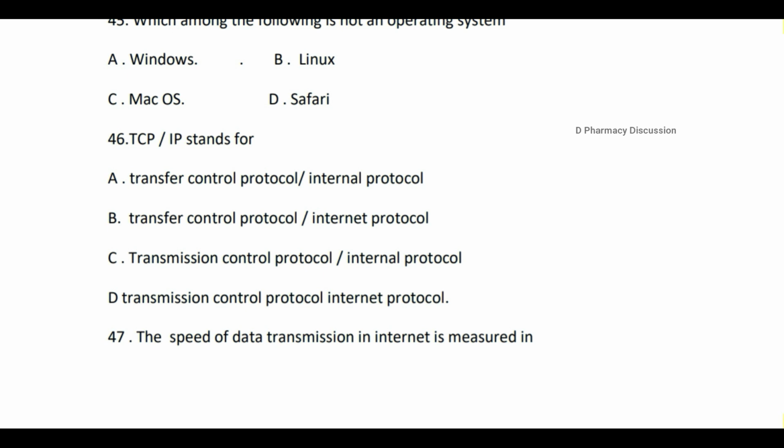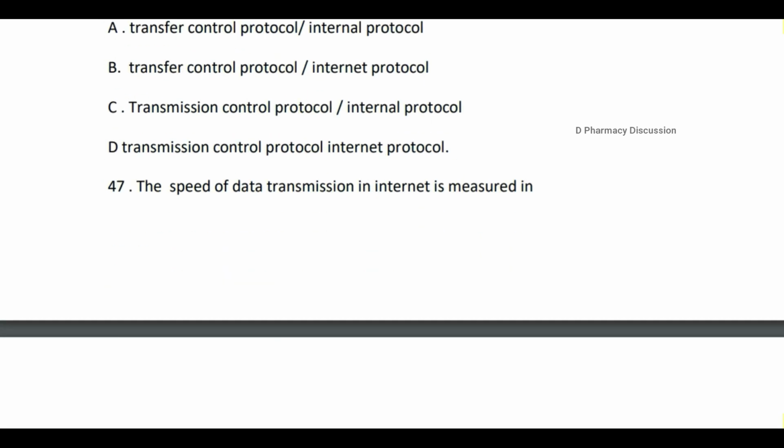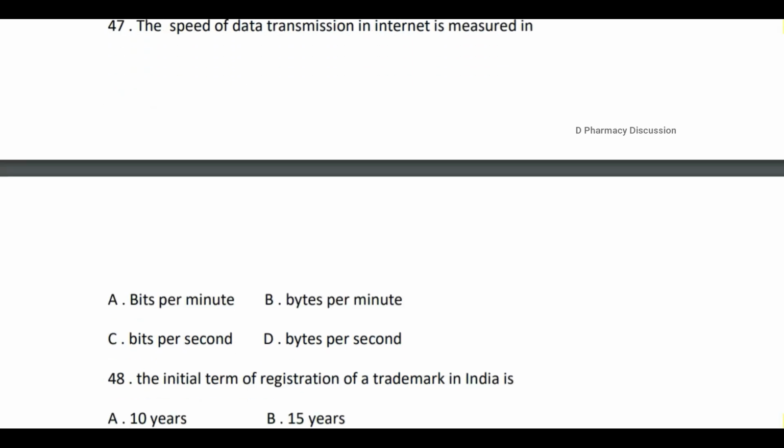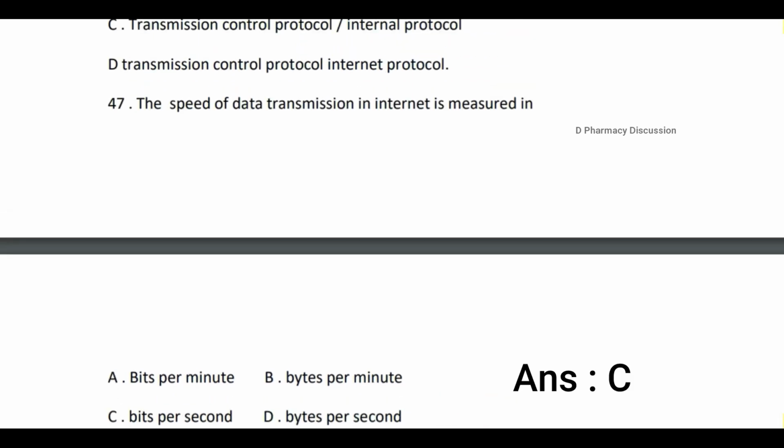Question number 47. The speed of data transmission in Internet is measured in. Options are A bits per minute, B bytes per minute, C bits per second, and option D bytes per second. Correct answer is option C, that is bits per second.